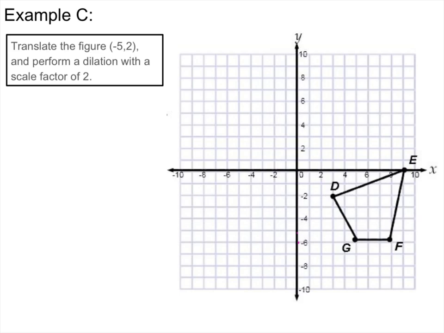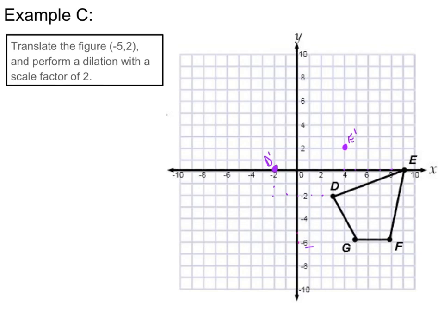So I'm going to count for each of our points. We're going to start here with D. We're going to go left 5, so 1, 2, 3, 4, 5, and up 2, 1, 2. And that's going to be our D prime. Same thing with our E. We're going to go 1, 2, 3, 4, 5, up 2. And we've got our E prime.